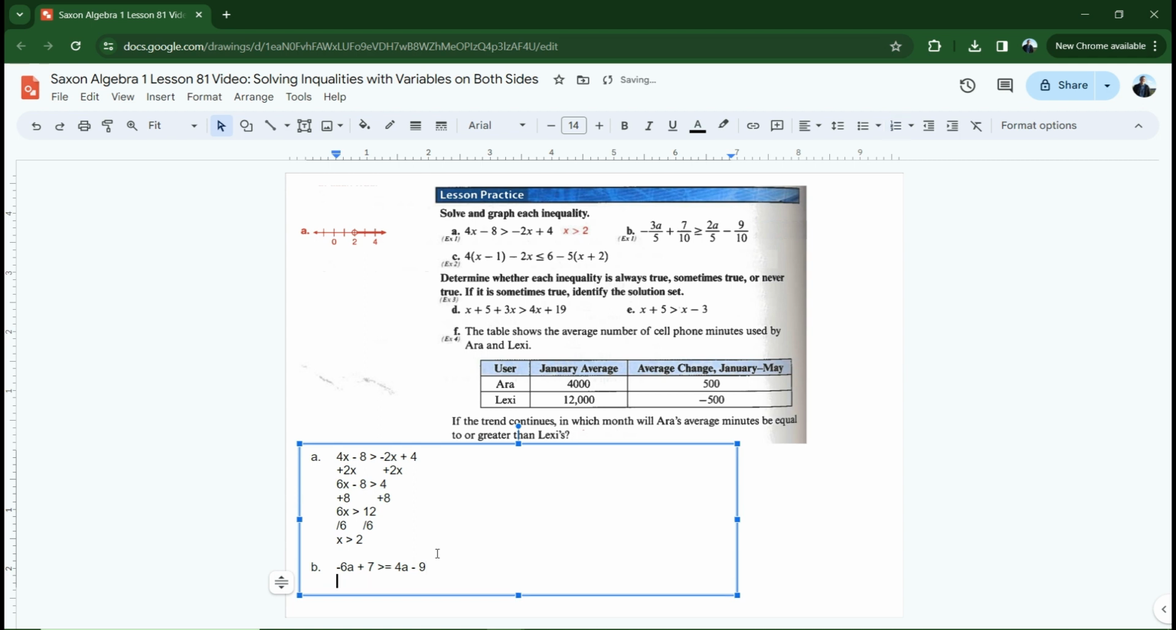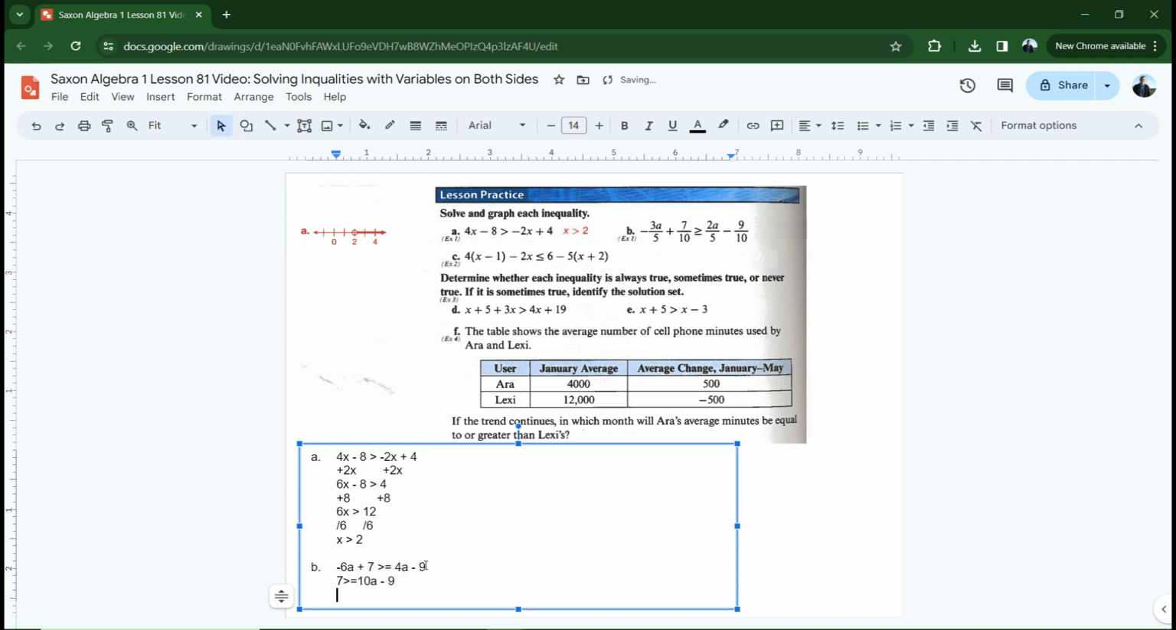Okay, so the first thing I'm going to do here is add 6a to both sides. Well, that's going to give me 7 is greater than or equal to 10a minus 9.